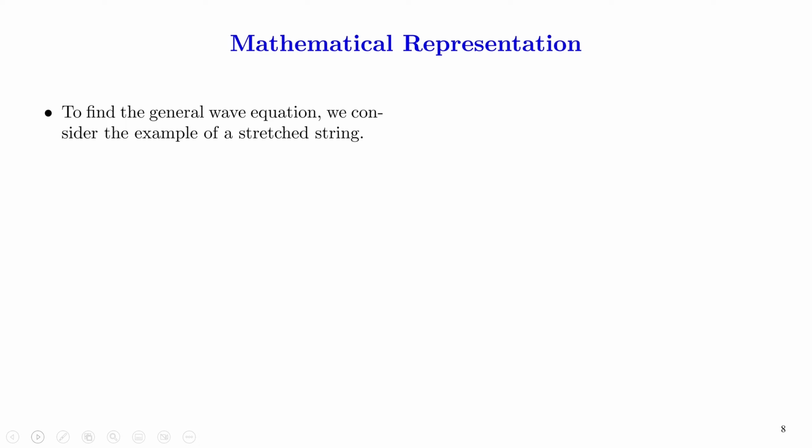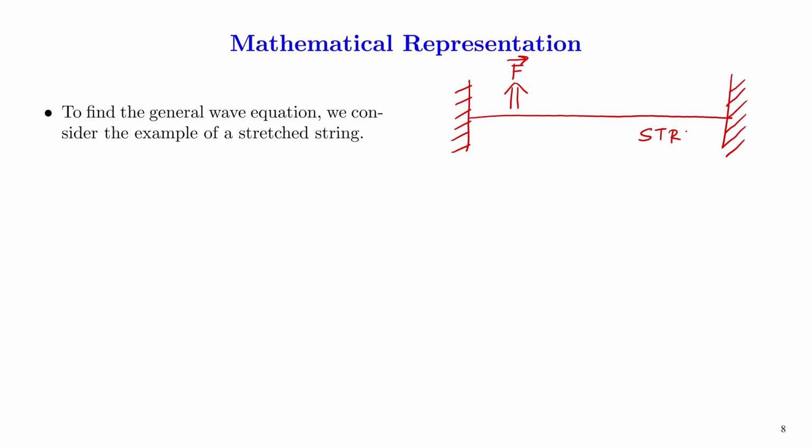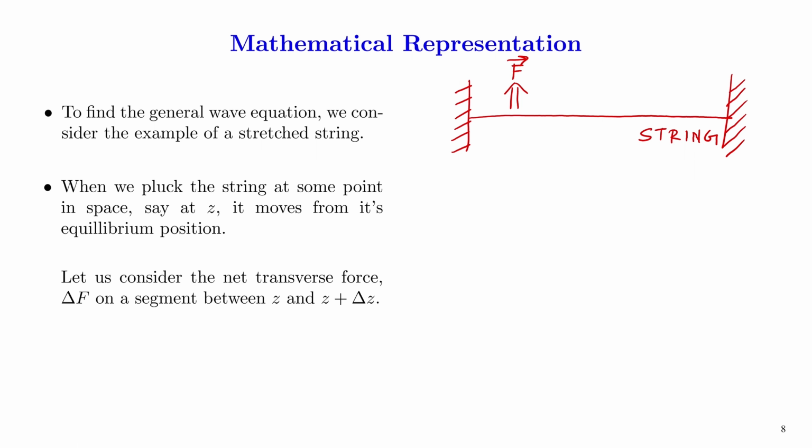To derive the general wave equation, we consider a typical example of a stretched string. The string is fixed at two ends, and let us assume that we apply a force F along this direction. As we pluck the string at some point in space, say at z, it moves from its equilibrium position. We shall try to understand the wave motion by drawing the distance versus amplitude of the wave motion.